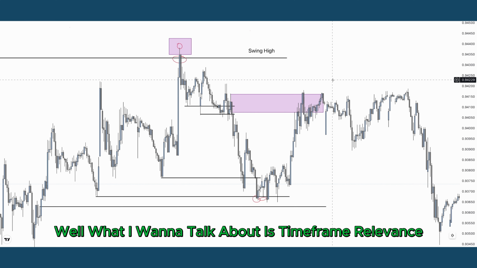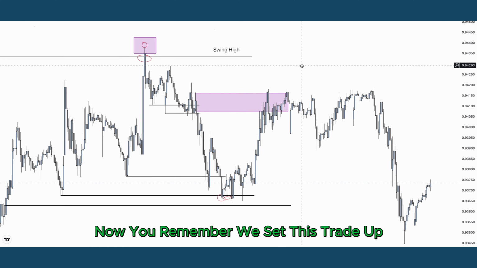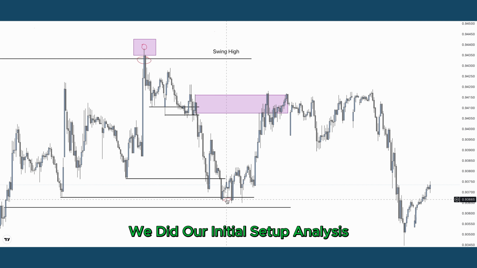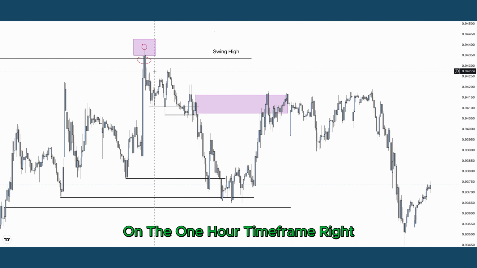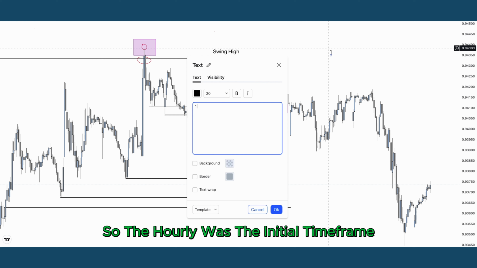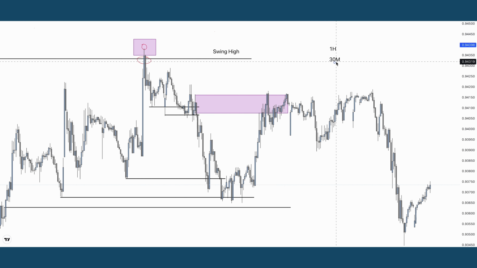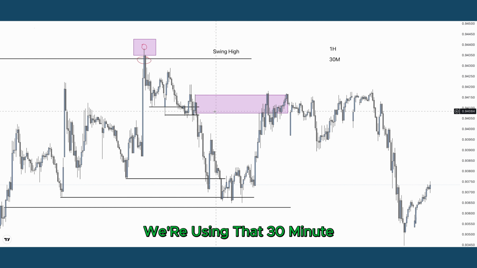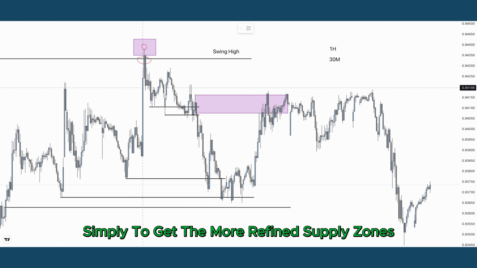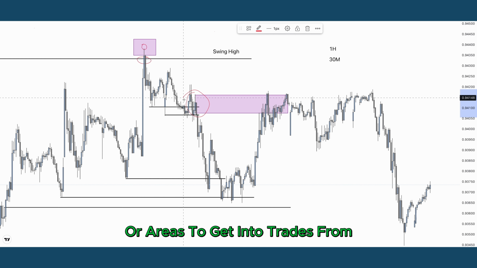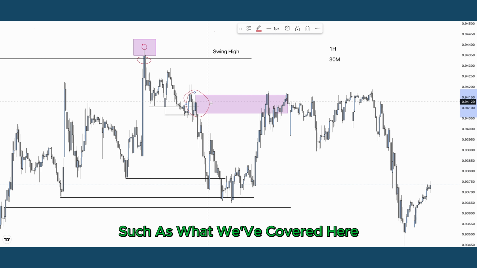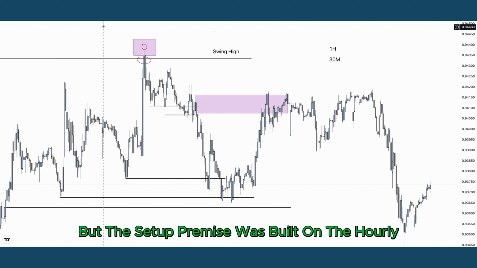Well, what I want to talk about is time frame relevance. Now, you remember we set this trade up. We did our initial setup analysis on the 1 hour time frame, right? So the hourly was the initial time frame. Now we are operating on the 30-minute time frame, following on from what we saw on the hourly. We're using that 30-minute, if you remember, simply to get the more refined supply zones or areas to get into trades from, such as what we've covered here. But the setup premise was built on the hourly.